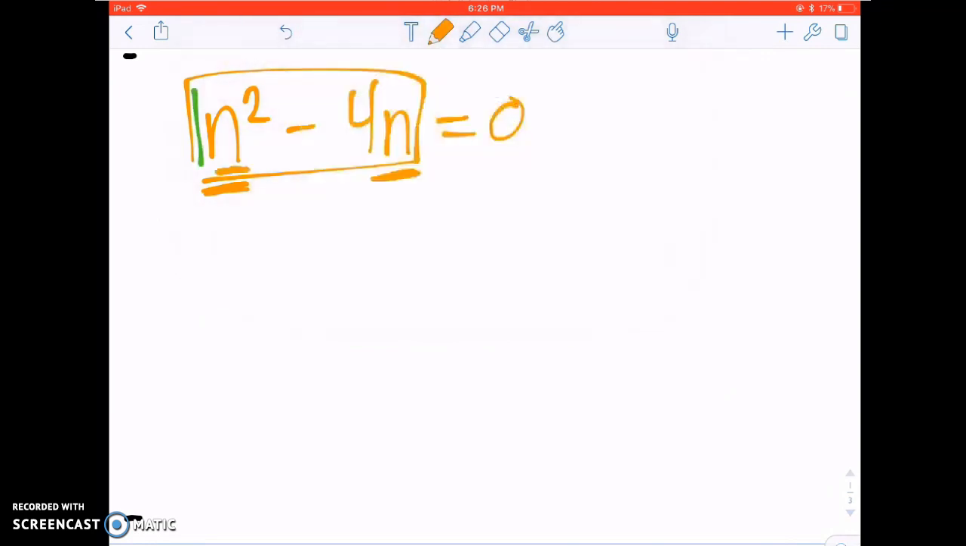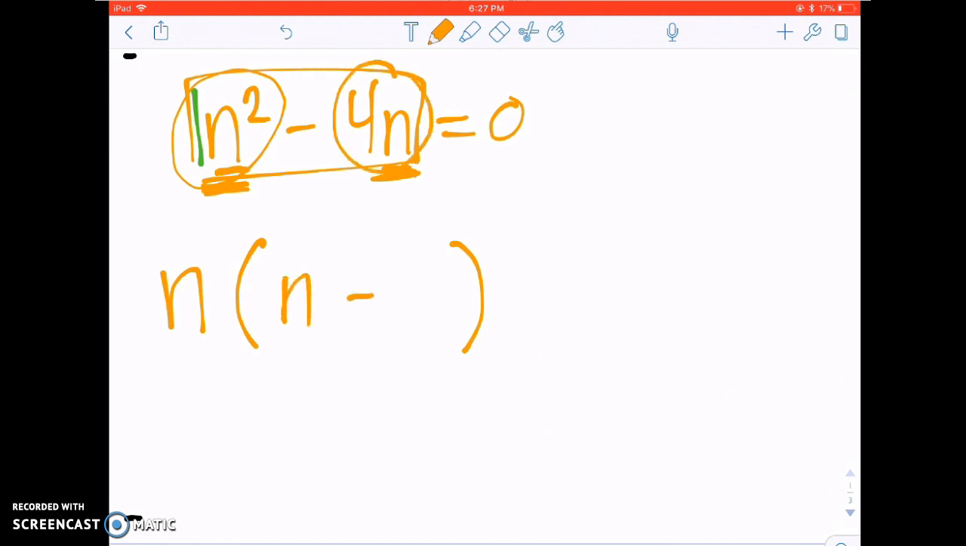However, I could take an n out of both of these because they each have an n, so I'm going to do that. I'm going to factor out an n. Which means what's left over in parentheses in this first term will just be a single n, minus what's left over in this term, which is just the 4. Hopefully this is all coming back. You're seeing where we're starting to tie all this stuff together.